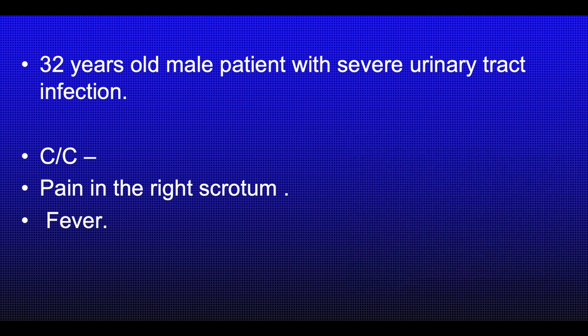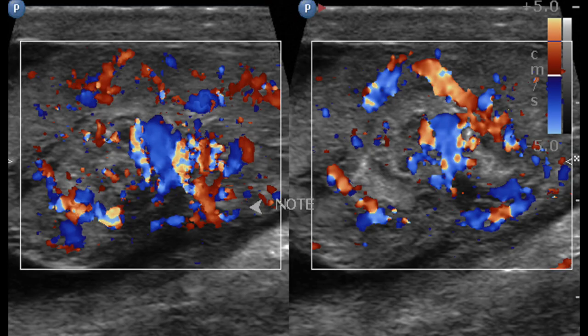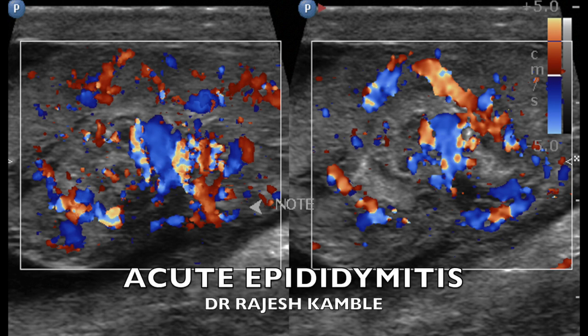sent for ultrasound. These are the images, the B mode, where you can see a normal looking left epididymis, but look at the right epididymis. It's enlarged, heterogeneous and inhomogeneous in echotexture. When you switch on color Doppler, there is increased vascularity in that inhomogeneous area. Whenever you see something like this, epididymis with increased vascularity, unless proved otherwise, this is epididymitis.